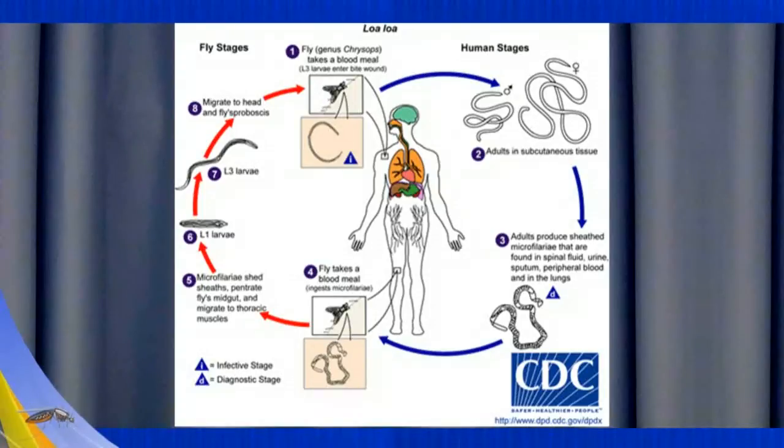The life cycle of Loa loa is similar to that of lymphatic filariasis with some exceptions. Specifically, transmission to the human host involves the chrysops fly, and the larvae mature into adult worms over 3 months within the subcutaneous tissues, including the subconjunctiva. Adult worms release microfilariae into the bloodstream after 6 to 12 months. These microfilariae subsequently can be found in the urine, cerebrospinal fluid, and sputum of the human host.